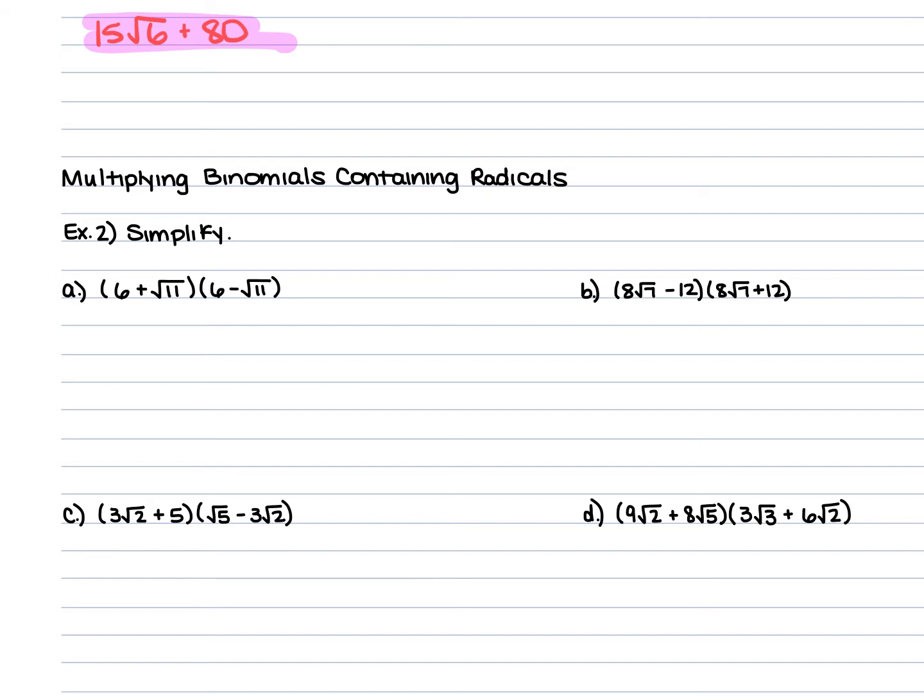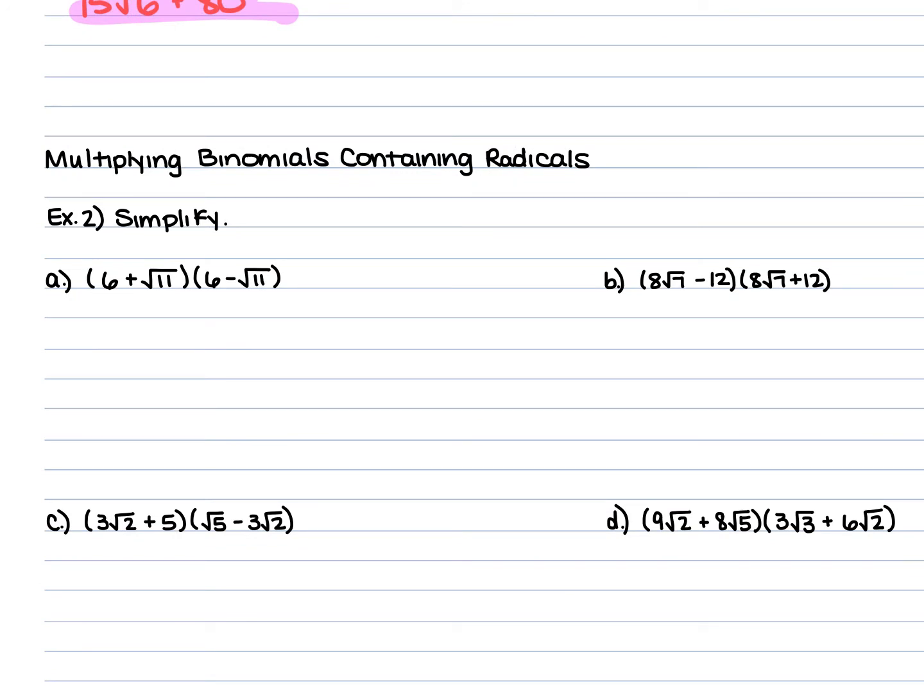For example, 2a, we have 6 plus the square root of 11 times 6 minus the square root of 11. Your a here for both of these is 6. Your b for both of these is the square root of 11. You have opposite signs here, so this is a difference of squares. So we can take the 6 and square it minus the square root of 11 squared. The 6 squared is 36 minus the square root of 11 squared is just 11. So 36 minus 11 is 25.